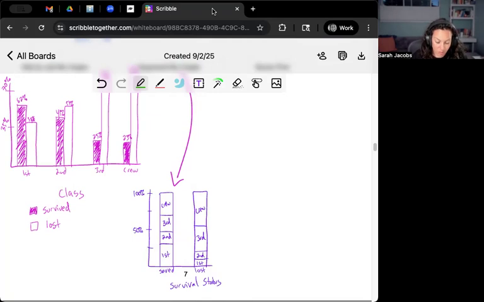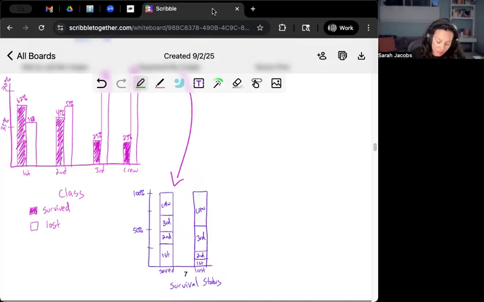So 673 out of 1490, 45% of the crew. No, excuse me, 45% of the people who died were crew members. All right.